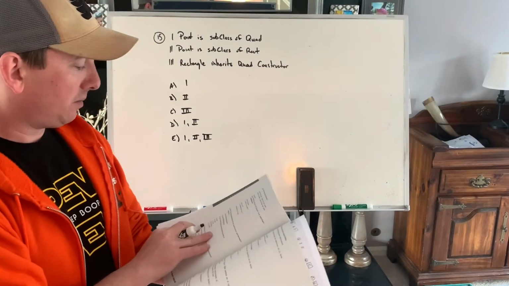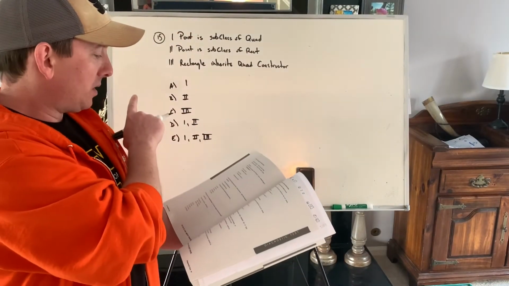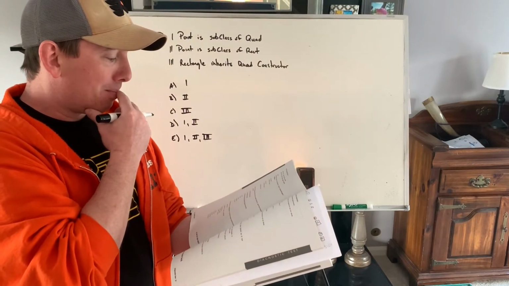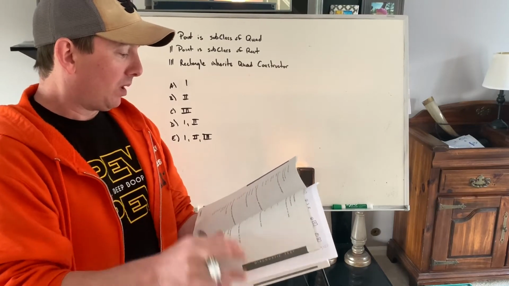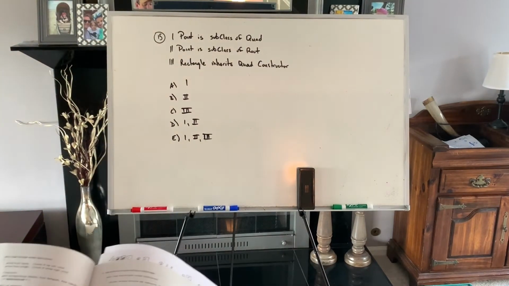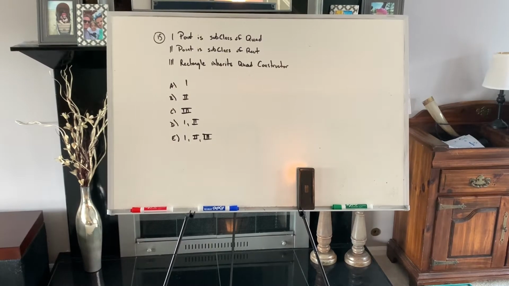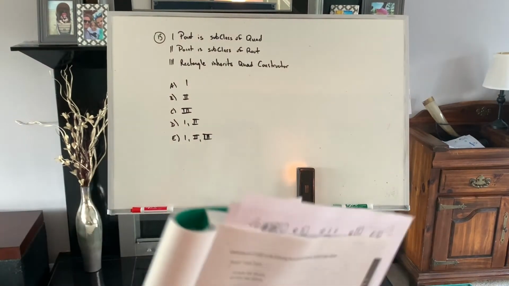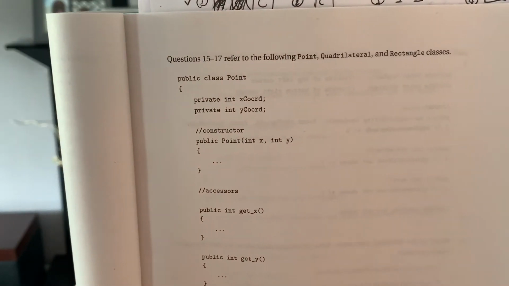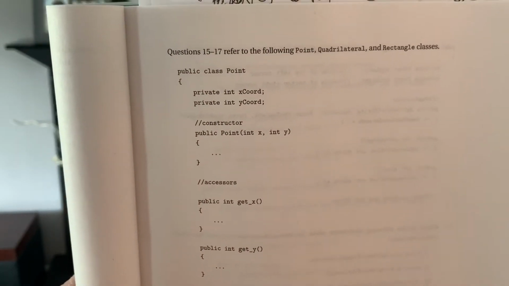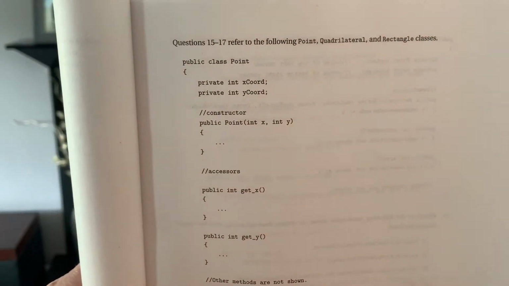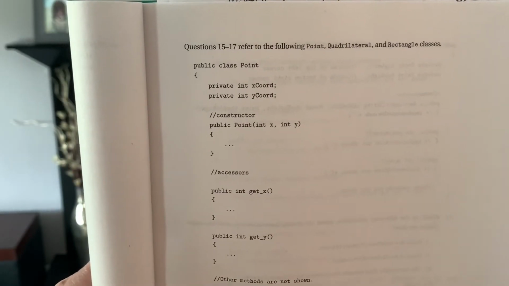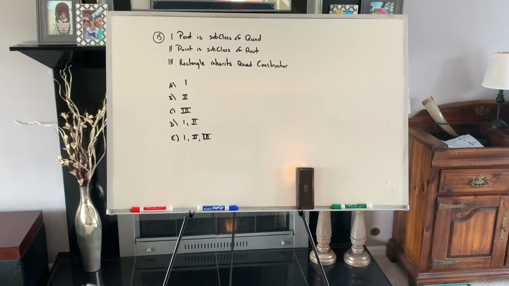Okay, number 15 here, we're asked which of the following statements, 1, 2, and 3, about a bunch of 3 different classes is false. Well, point is a subclass of quadrilateral. Well, no, sorry, that is not correct. The point class is not a subclass of anything. It just says public class point, so it doesn't extend anything. It is just its own class. So yeah, point is a subclass of quadrilateral. That is false. So 1 is definitely false.